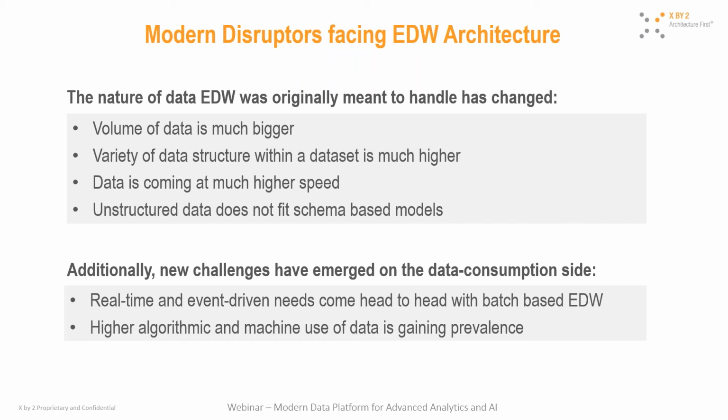And then on the consumption side as well, we have another problem, right? Or new challenges, which EDW was never architected to solve. And those problems had to do with especially the batch-based nature of data warehouse. People would want the ability to be able to report in near real time, and EDW wasn't architected to solve that problem. Another new use case that has come up is algorithmic and machine use of data.